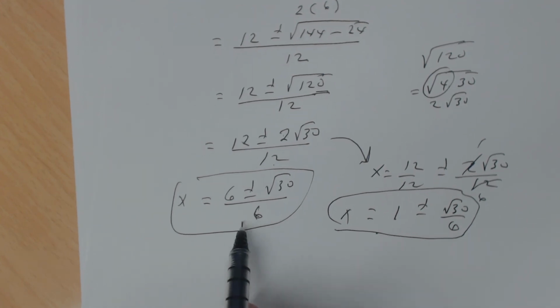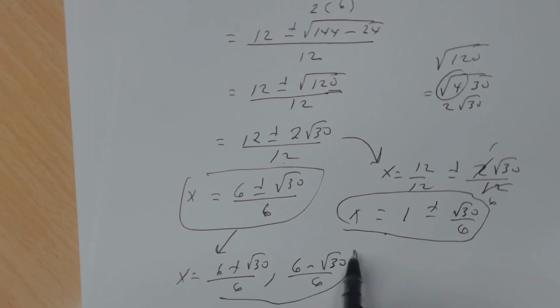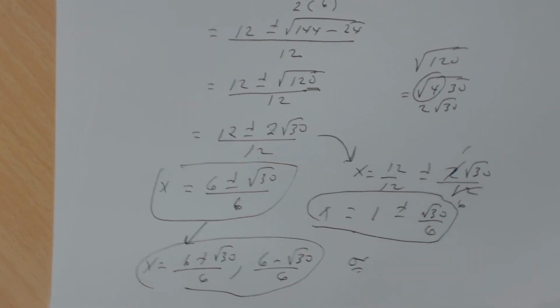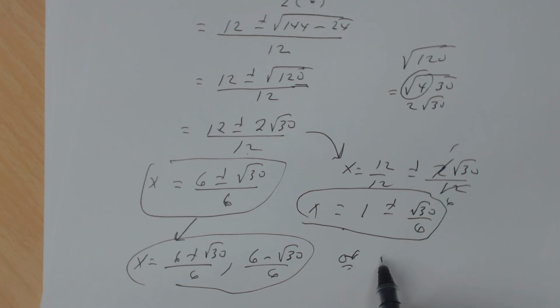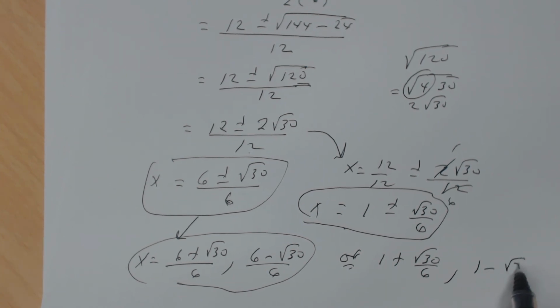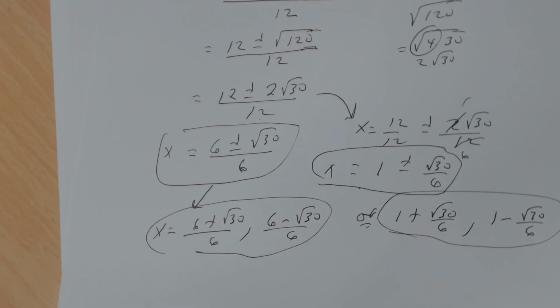If you want to write these as two separate solutions, you can. If you want to just go from here, you can say x equals 6 plus the square root of 30 over 6, comma, 6 minus the square root of 30 over 6. Or if you use this, you could have said this. Again, notice the different ways of writing the answer, the solutions. You could have said 1 plus the square root of 30 over 6, comma, 1 minus the square root of 30 over 6. So again, different ways of writing the answer. Okay? All right, so that's going to take care of part 2.